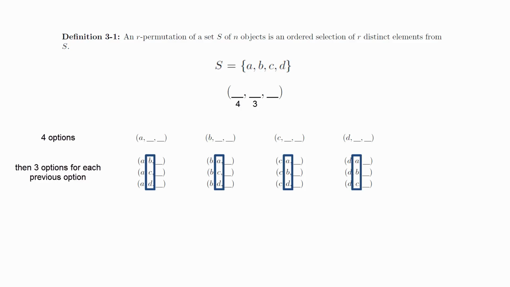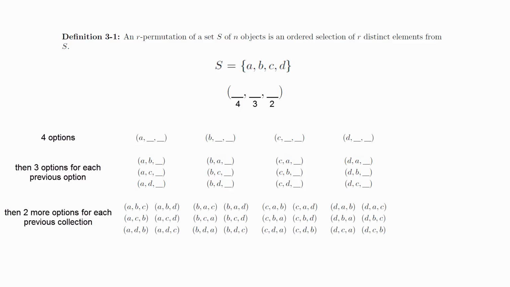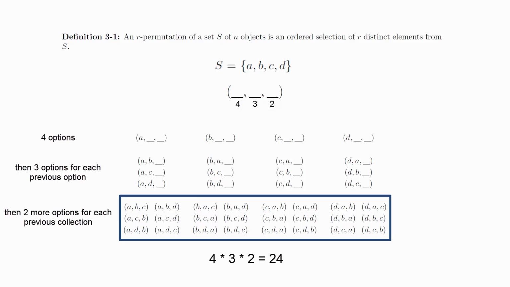Notice that even though the specific options may be different, the number of options to choose from will always be 3. For the third choice, we only have 2 options remaining. By the general combinatorial principle, since there were 4 options, then 3 options, then 2 options, we multiply those numbers together to get 24 possible 3-permutations. And you can see them all listed here.